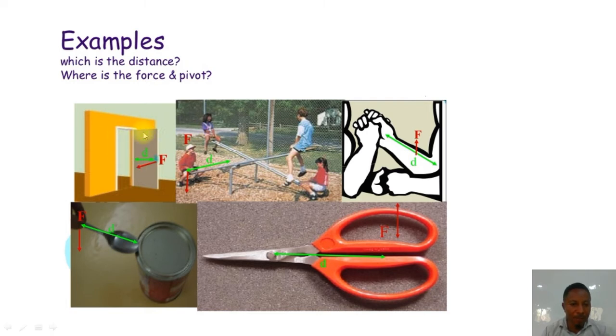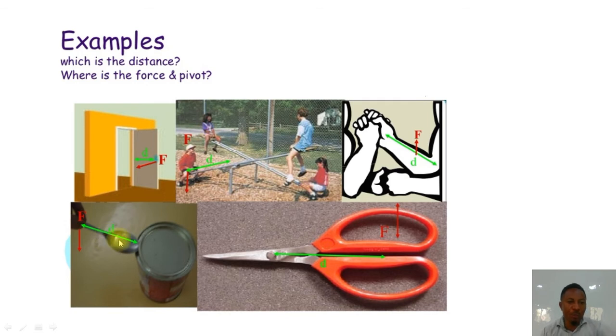Now look at the door in the picture here. The pivot is the hinge, at a distance d from the door. When you try to close the door, that is apply a force here, you observe that there's going to be a turning effect, isn't it? The same thing applies to this seesaw. This is the pivot, and the distance from the force, which is actually the weight here downward, is this. The distance from the pivot to the force is d, given here.